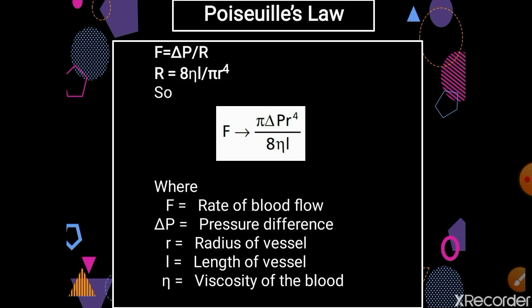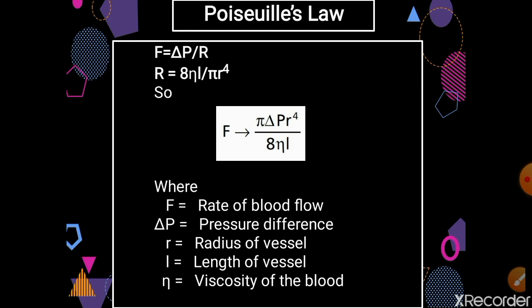Previously, we used Ohm's law to calculate the flow of blood. Ohm's law is simple and states that flow of the blood is directly proportional to pressure difference divided by resistance. In the previous section, we calculated the resistance of blood flow within a blood vessel. The formula showed that resistance is equal to 8 eta L divided by pi r raised to the power 4. Now let's substitute this value of R within Ohm's law.